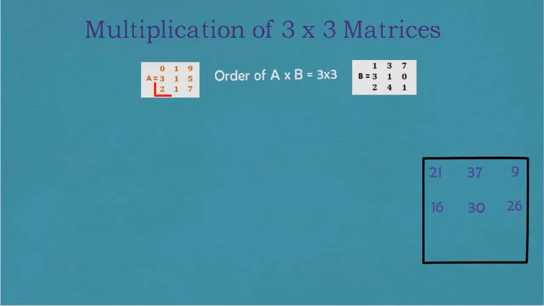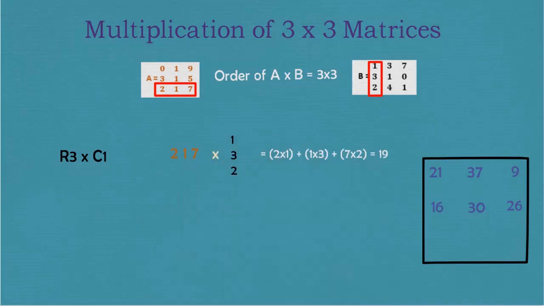Now the third row of matrix A, multiplying it by the first column, second column, and third column. So multiplying the third row by the first column, that is 2, 1, 7 multiplied by 1, 3, 2, is equal to 2 times 1 plus 1 times 3 plus 7 times 2, which is equal to 19. And its position will be 3, 1, that is third row and first column. So putting 19 at position 3, 1.